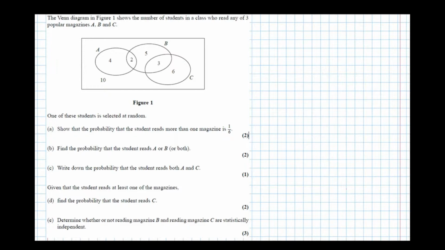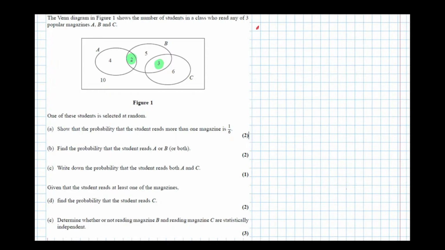Let's look for all of the entries on the Venn diagram that correspond to the student reading more than one magazine. So this bit here, this is where the student reads both magazines B and C. And this bit here is where the student reads both magazines A and B. So these are the two combinations of events that lead to our final probability. So we're going to show it. We're going to exaggerate our working out.